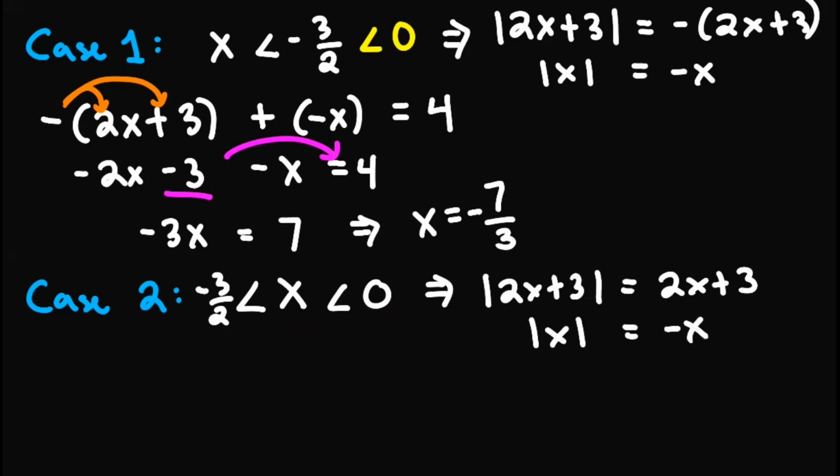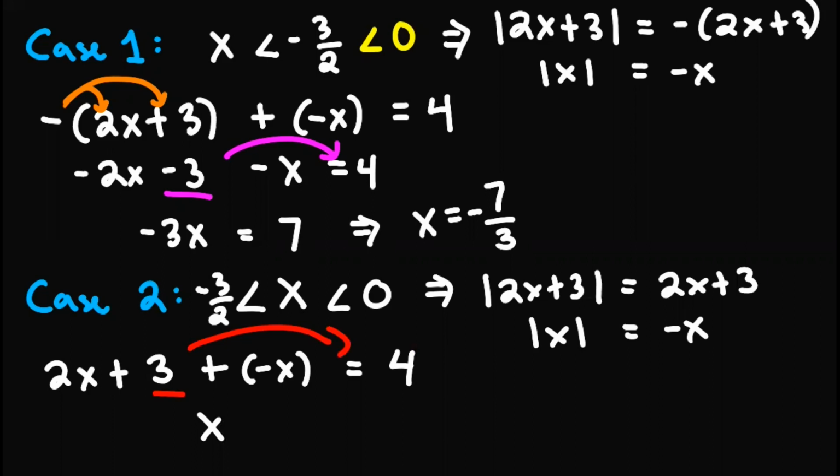And now we can solve our equation. So we have 2x plus 3 plus -x equals 4. Combining the like terms, we'll have here x, and move 3 to the right side of the equation, and we obtain 4 minus 3 or 1. So we have here x equals 1.